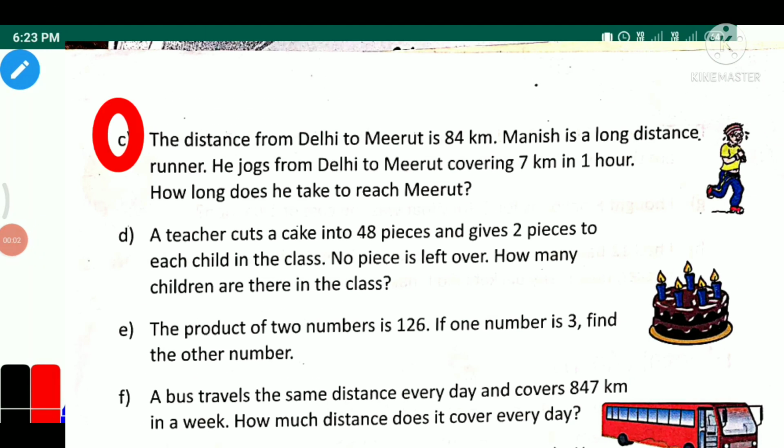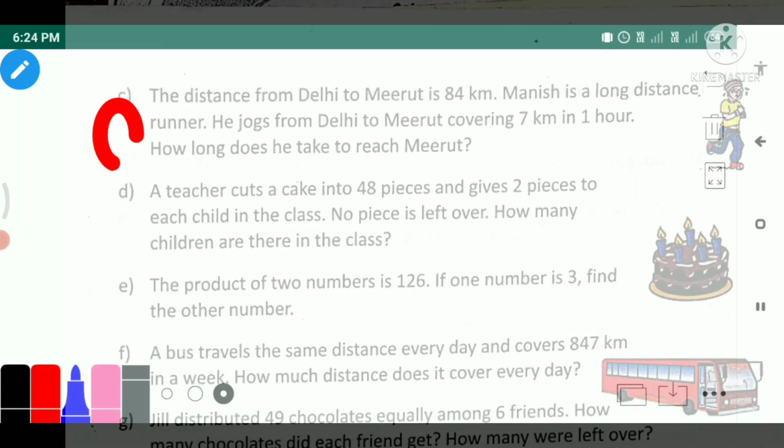Now see the next question, that is C. The distance from Delhi to Meerut is 84 km. Manish is a long distance runner. He jogs from Delhi to Meerut, covering 7 km in 1 hour. How long does he take to reach Meerut?